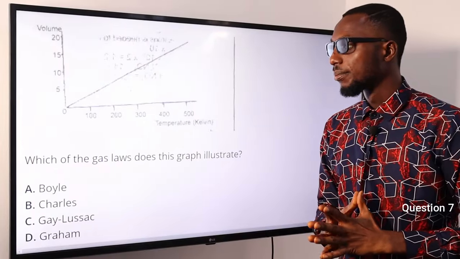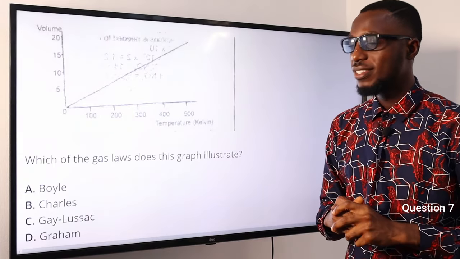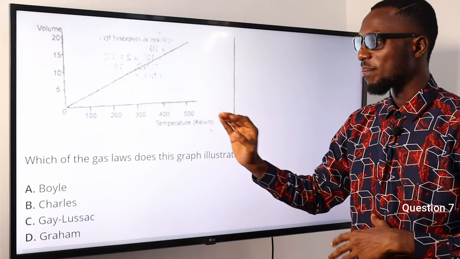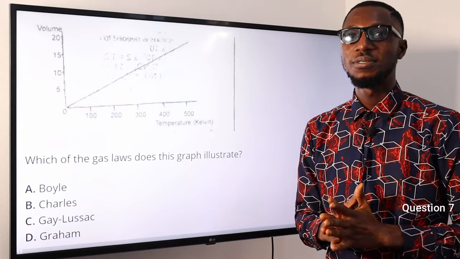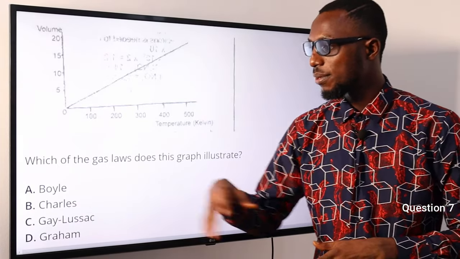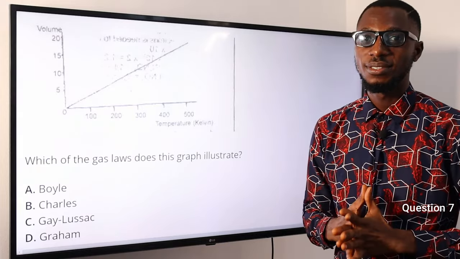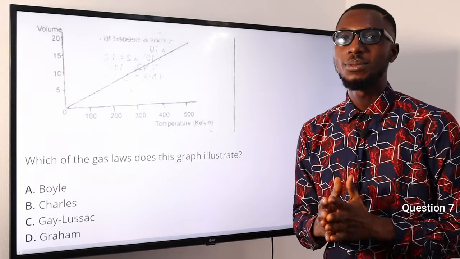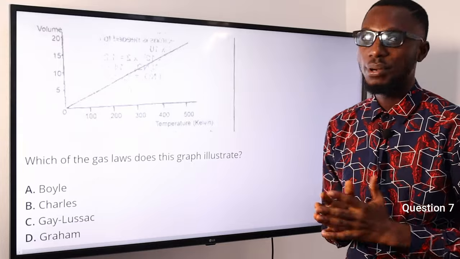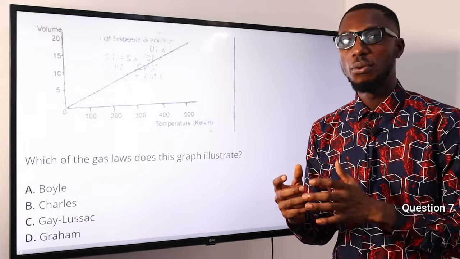Question 7. Which of the gas laws does this graph illustrate? Just take a cue. We have volume against temperature. So let's use the definitions for each of these gas laws. We have the first one, Boyle's law. Boyle's law states that the volume of a given mass of gas is inversely proportional to the pressure, volume against pressure, provided that temperature remains constant. So Boyle's law deals with volume against pressure.